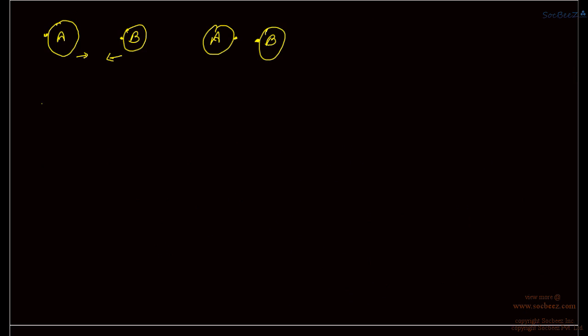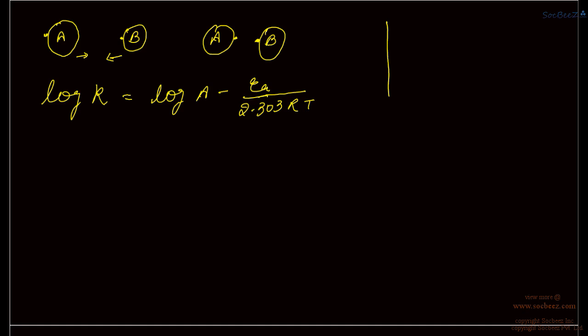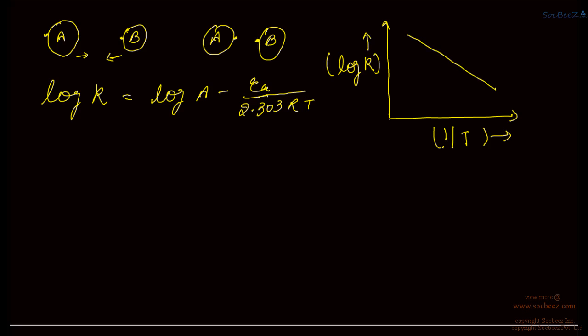Now, if we solve it further, we get an expression that looks like log K equals log A minus Ea upon 2.303 RT. Now, if we plot a graph between log K and 1 upon T, this is log K and this is 1 upon T, we will get a graph which looks something like this. And the slope has the value minus Ea upon 2.303 R.